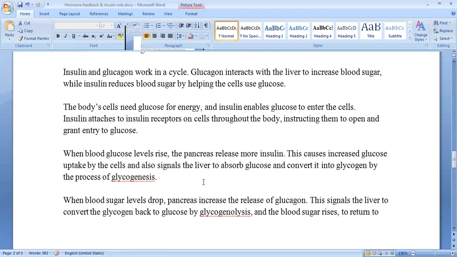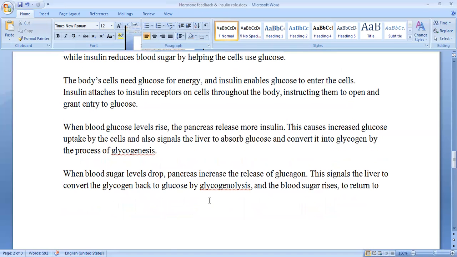So when that hypoglycemia starts, the pancreas will get the signal. Now the pancreas will stop insulin from getting released, and will start increasing the release of glucagon. The role of glucagon is that it will increase the blood sugar level. So glucagon will send a signal to the liver, telling it to convert the glycogen back into glucose. This process of breakdown of glycogen into glucose is called glycogenolysis.